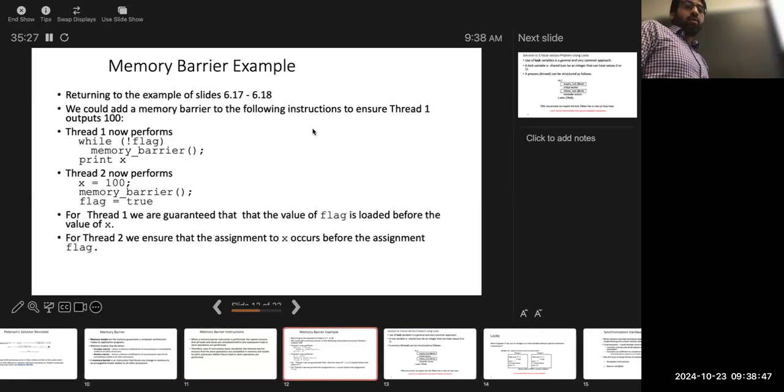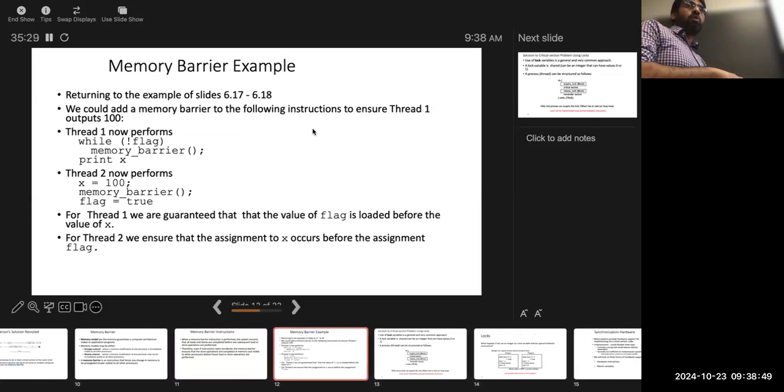Okay, this is the same thing which I have explained on the board, so I'm skipping this one. It's exactly the same example.